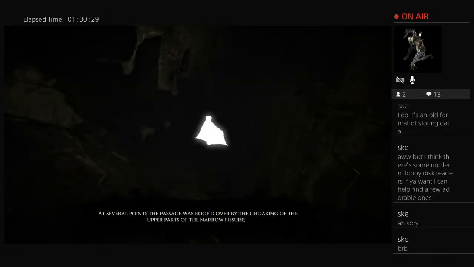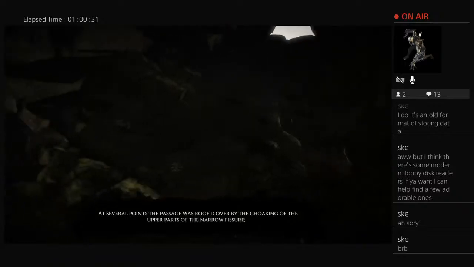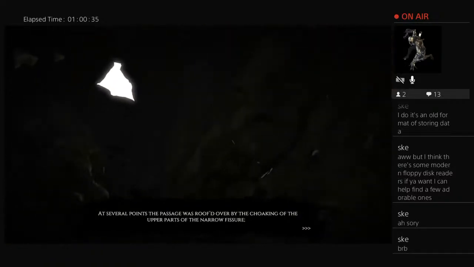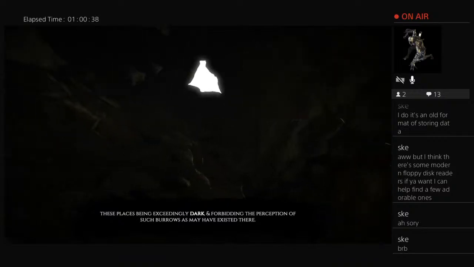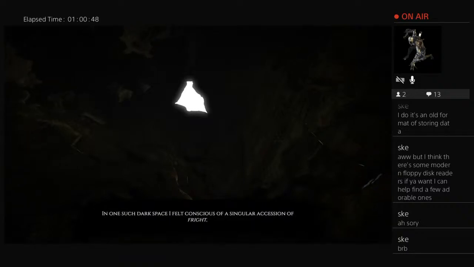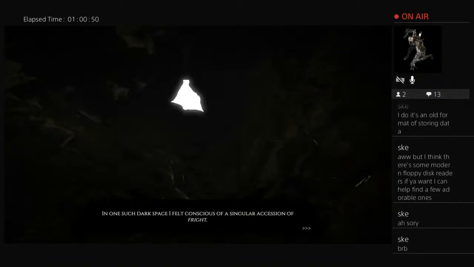Stop! You're gonna waste your flint, you dingleberry! The passage was roofed over by the choking of the upper parts of the narrow fissure. Oi, these places being exceedingly dark, you better not be speaking fucking moon. Speak over there, you little twat. I go not get it. In such dark space, shut the fuck up. Felt you conscious of a singular accession of light around you. Oi, shut up, you fucking cunt.